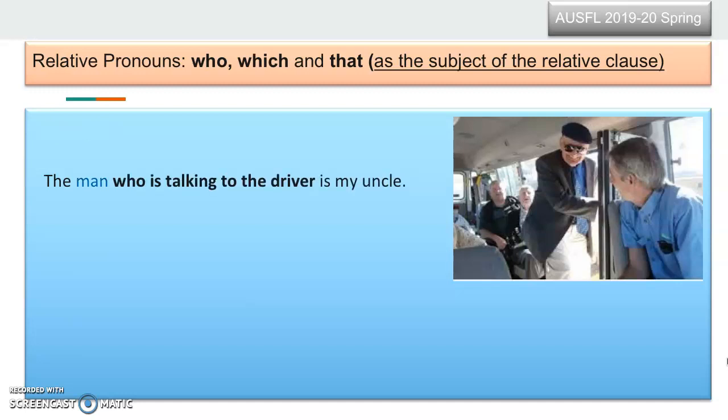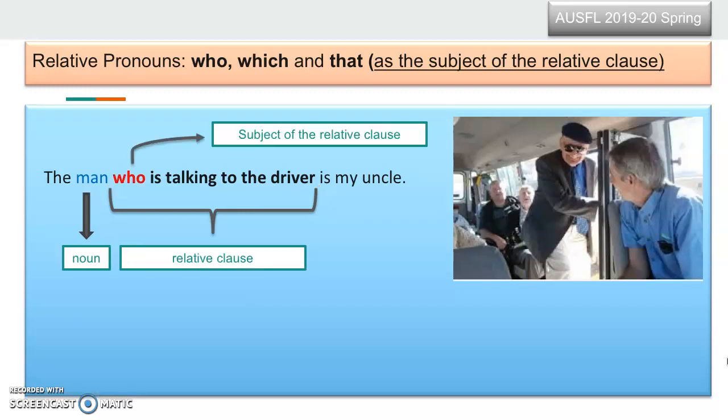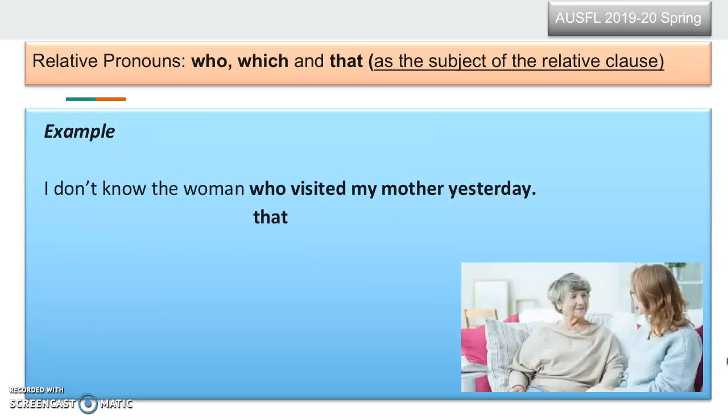The man who is talking to the driver is my uncle. We describe the noun man with the relative clause who is talking to the driver. And the relative pronoun who is used as the subject of the relative clause. We can also use that instead of who. Here is another example. To describe the noun woman, we use the relative clause who visited my mother yesterday.